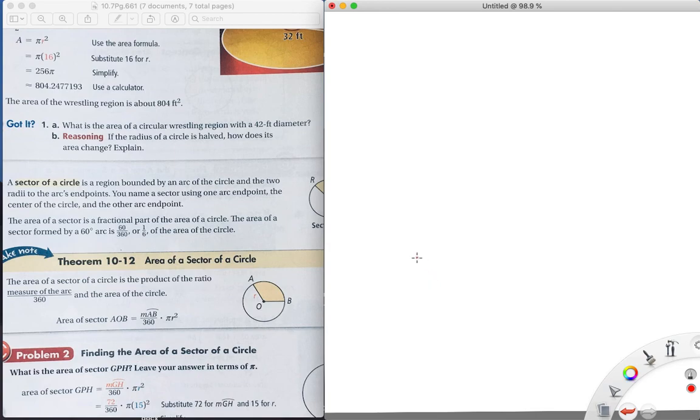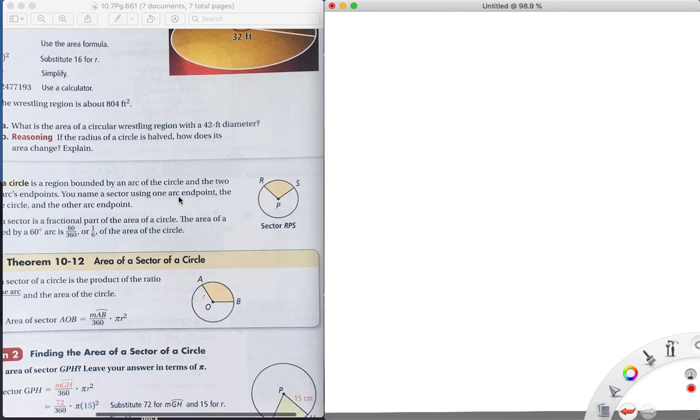Alright, now we have something called the sector of a circle. And what the sector of a circle is, we have a picture over here. This is circle P, and then this is sector RPS. So a sector is a portion of the circle, a portion of the area of the circle. In this case, the part shaded in yellow would be the sector, because this is a portion of the area of the circle.